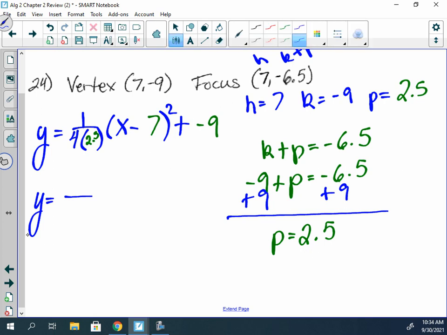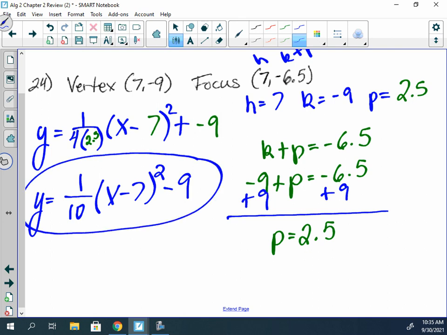Well, is 4 times 2.5 going to give me a whole number? Well, yes. And 4 times 2.5 is 10. Now we'd have x minus 7 squared inside, and then minus 9. And that's it. Because again, on these here, just like with the last ones, once we find h, k, and p, we plug in respectively where it's supposed to.